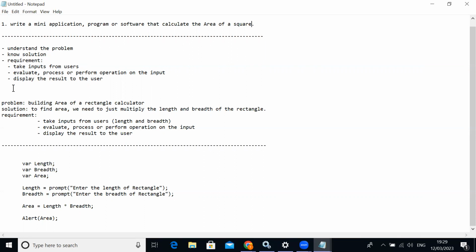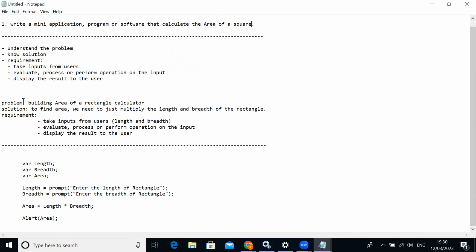The third one is requirements. You need to know the requirements of your software: what features will be in it and how it is going to behave. For the mini software we are going to build, the software will take input from users, process or perform operations on the inputs, and display the result to the user. That's our basic requirement.